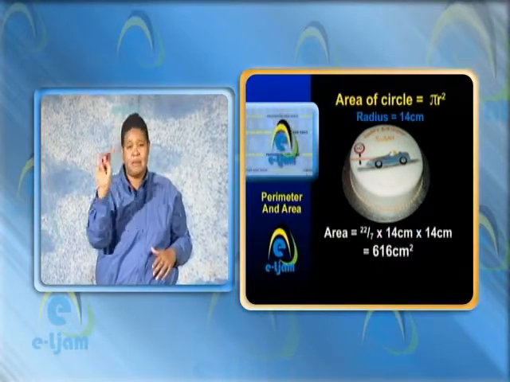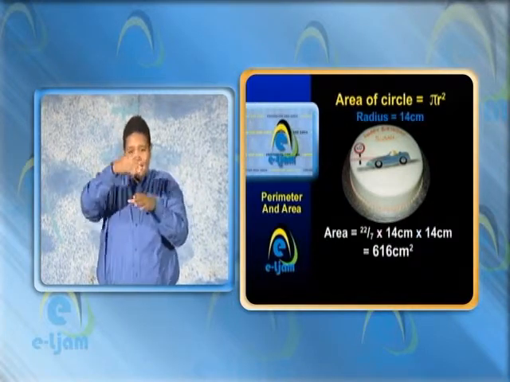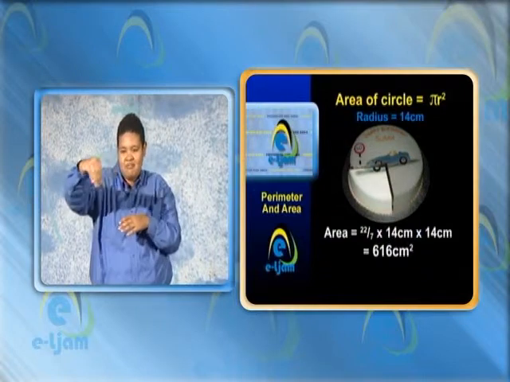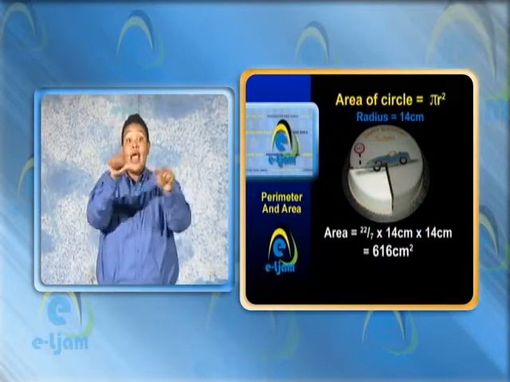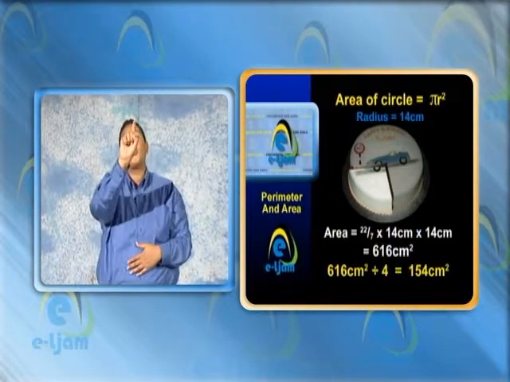How would we find the area of the top of a slice of the cake if it is divided into 4? To find the area on top of a quarter of the cake, we would simply divide by 4, which would give us 154 centimeters squared.